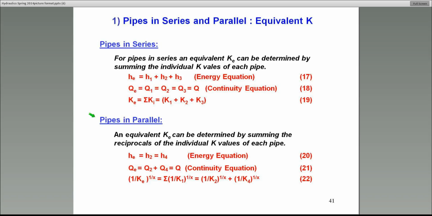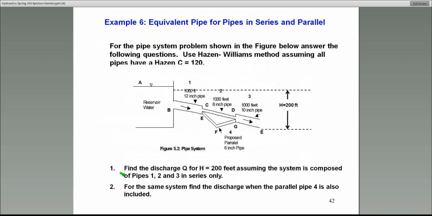For pipes in parallel, the head loss is constant across the parallel pipes, but the Q's kind of split up, and that leads to this equation, number 22. So if you want to take 2 parallel pipes and combine them, the equivalent pipe 1 over KE is computed using the reciprocals as shown here, equation 22. I'll illustrate both these two in my example, how to calculate the equivalent KE for these pipe systems.